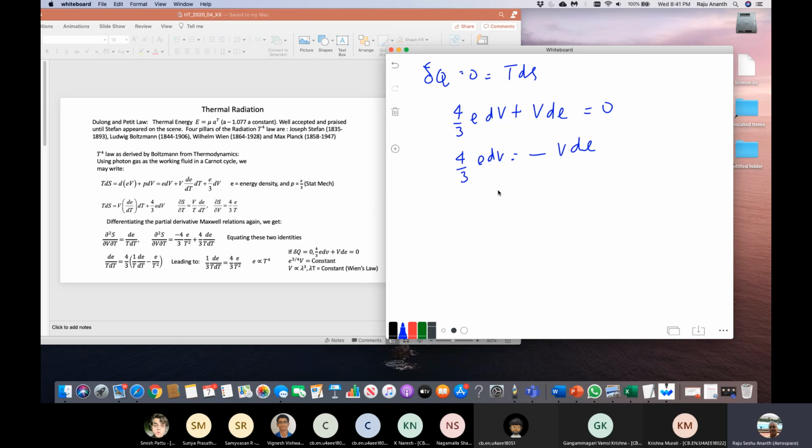Okay, and we can again do the same thing. So 4/3 dV over V is minus dE over E. Basically because of the negative, I can bring the negative here. So we can just take 3/4. So what I'm saying is E to the power 3/4 multiplied by V has to be a constant.